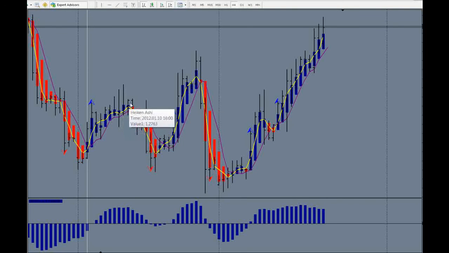So the point is, go to a larger time frame, find when the momentum's going in a certain direction, and then time your entry on a shorter time frame.